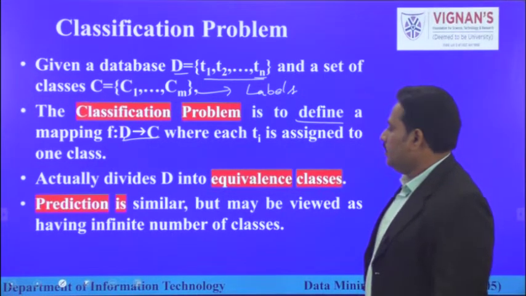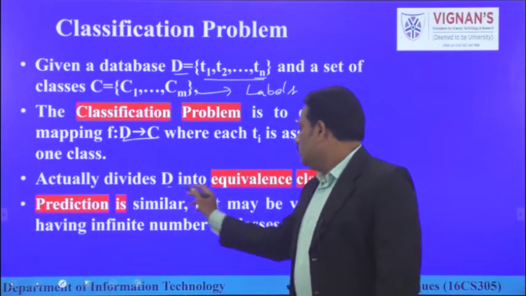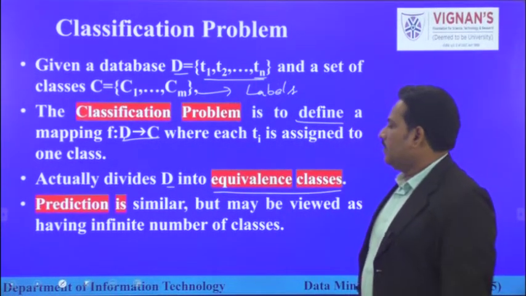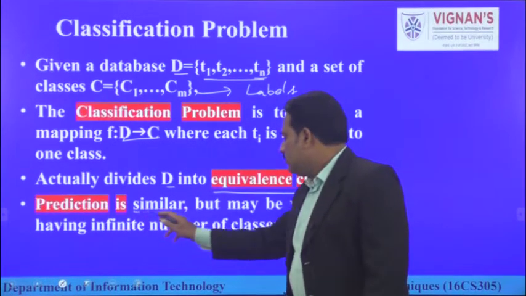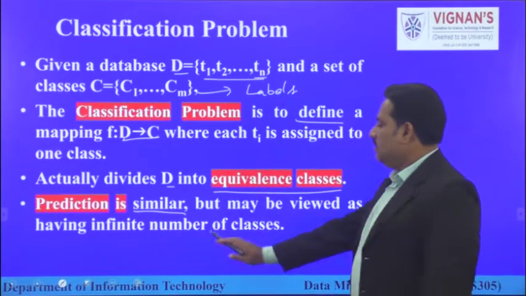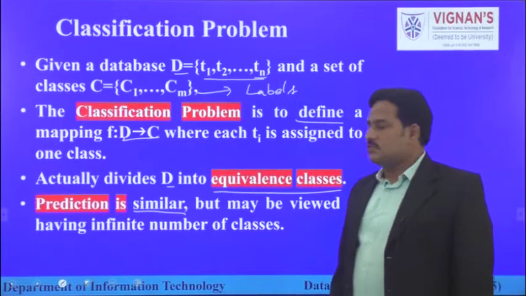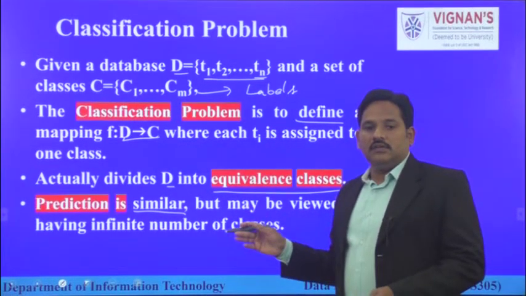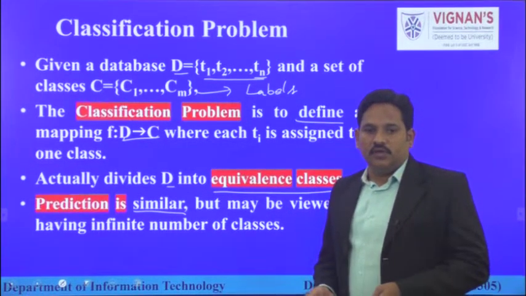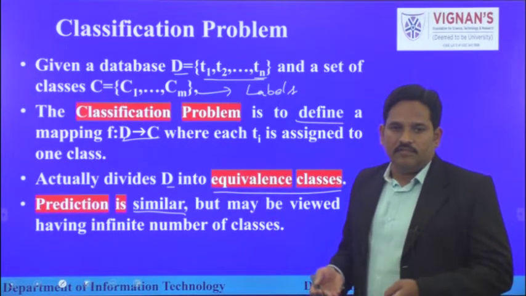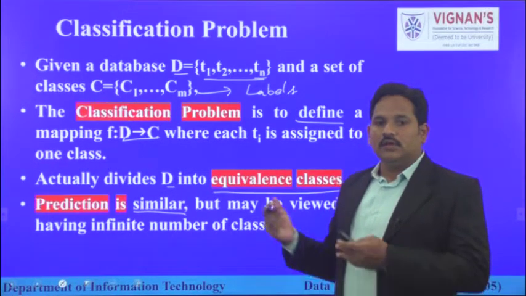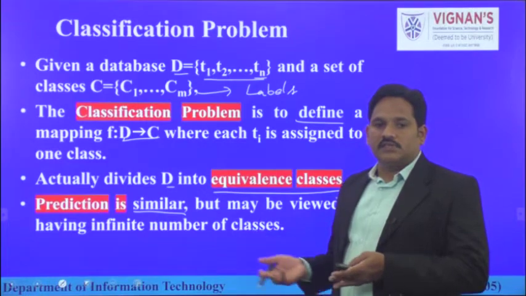Here we are dividing D into equivalent classes, and we are trying to predict something for an unknown value. Prediction is similar but may be viewed as having an infinite number of classes. So when we have data, the data has to be mapped to one of the class labels. If you have the marks of a student, the class label can be pass or fail. If you have customer data, the class label can be based on the customer behavior pattern: good customer, very good customer, or average customer.